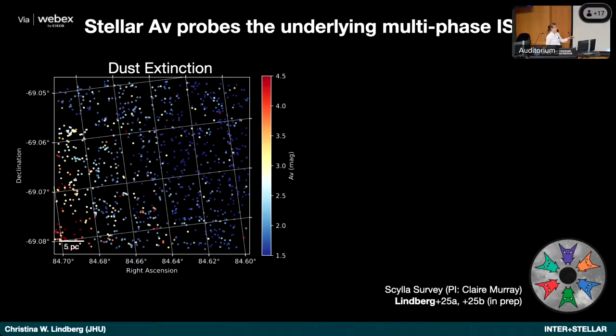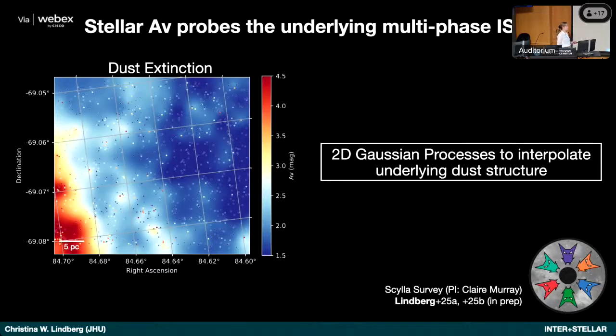But these are only point sources. Traditionally we might bin them and take some averages or something like that, but really we can leverage cooler resources like Gaussian processes and interpolate between these sources to get an image of the underlying structure of extinction in this field.